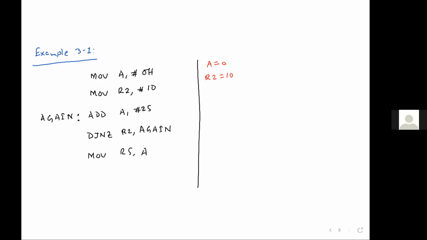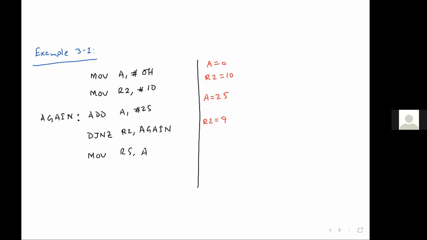Add A, #25. That means now your accumulator contains the value 25, because previously it had 0. So 0 plus 25 will give 25. Decrease R2. All right, so now your R2 becomes 9. Decrease R2 and jump to again if not 0. R2 is not yet 0, so I'll jump to again.